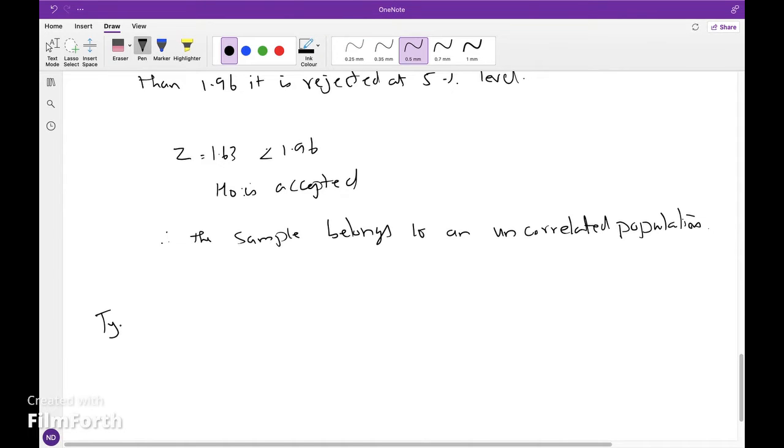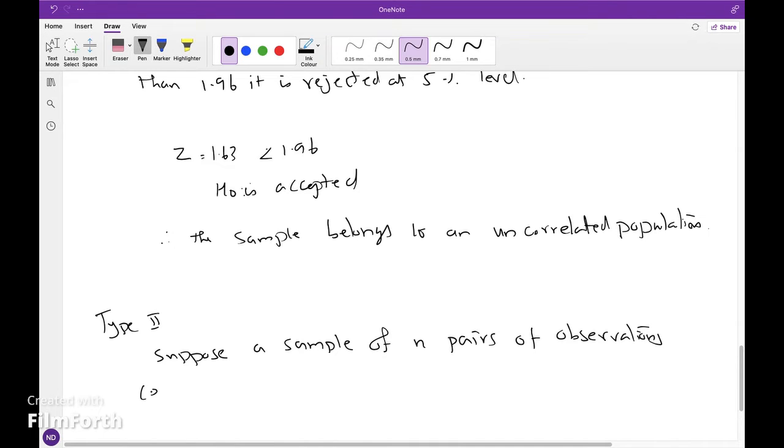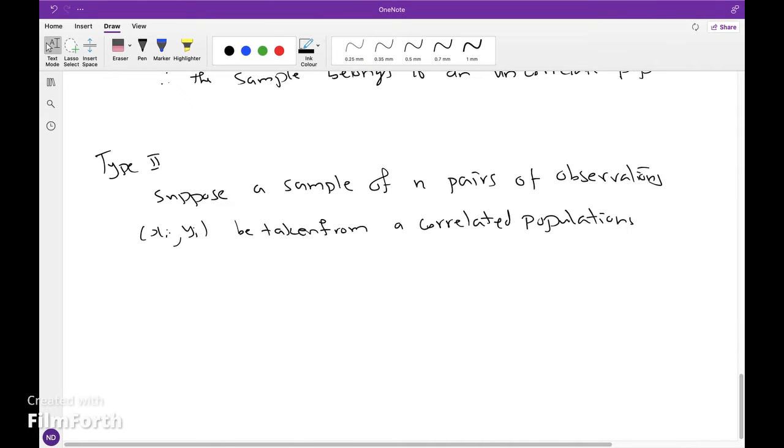Then type 2, suppose a sample of n pairs of observations xi, yi be taken from a correlated population with respect to two characters x and y.